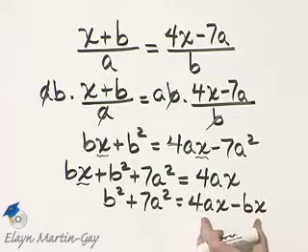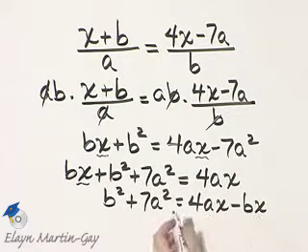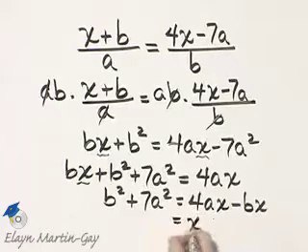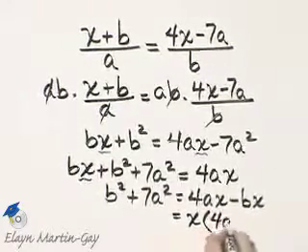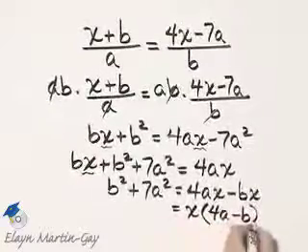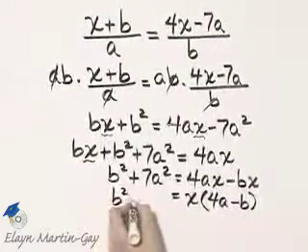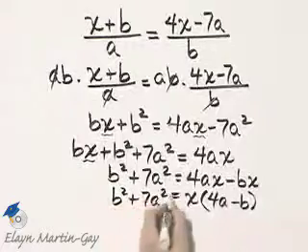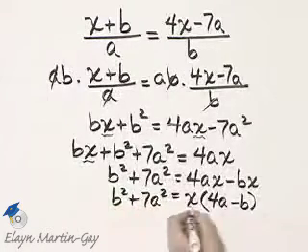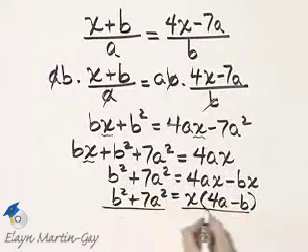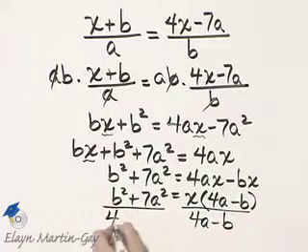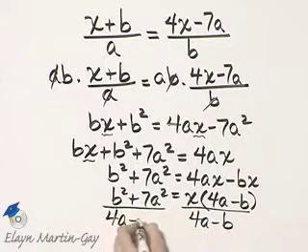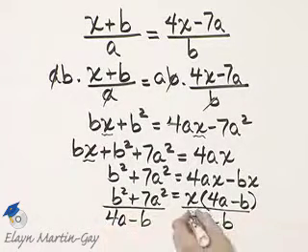These are unlike terms, so I cannot subtract them, but I can factor that common factor of x out. And when I do so, I have left 4a minus b. And I'll simply rewrite the left side. Now, how do I solve for x? I will divide both sides by the coefficient of x, which, believe it or not, is 4a minus b. So I've got to do the same thing on the left side, 4a minus b.